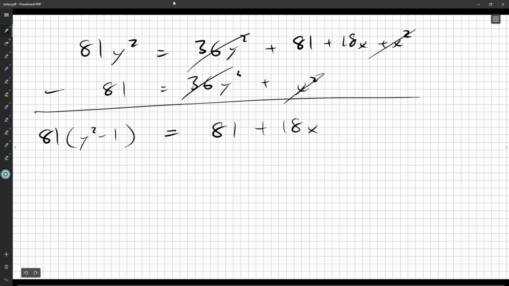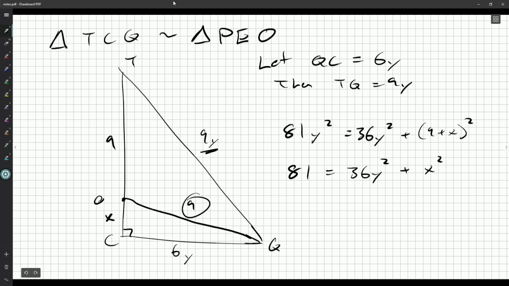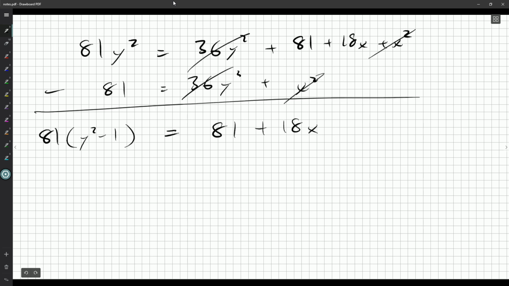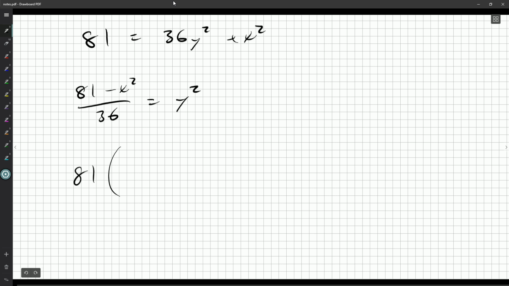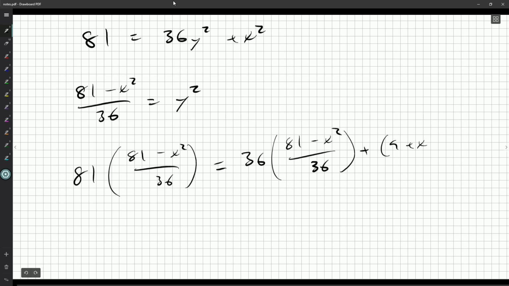But if we rearrange this second statement, I suppose we can. We could have just gotten rid of y anyway, so we'll do that instead. We know 81 is 36y squared plus x squared, so we'll say (81 minus x squared) over 36 is y squared. Plug that in. Where we used to have y squared, we put this, and then (9 plus x) all squared. We'll deal with that in a moment.